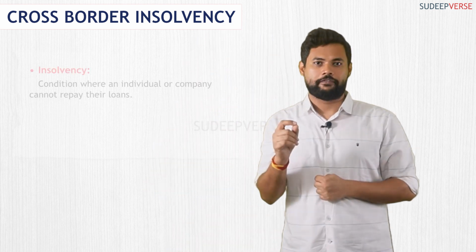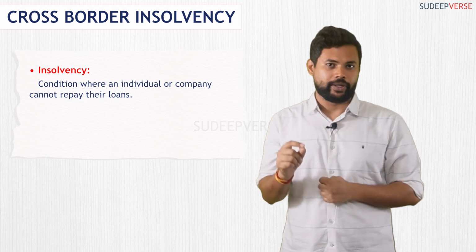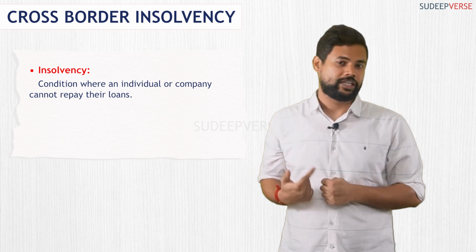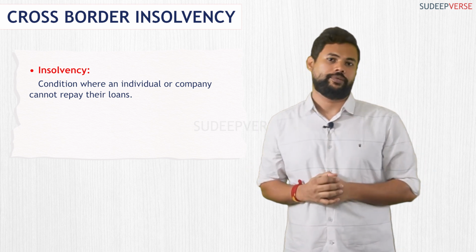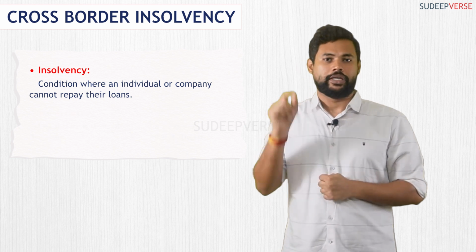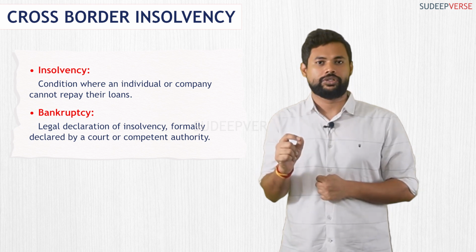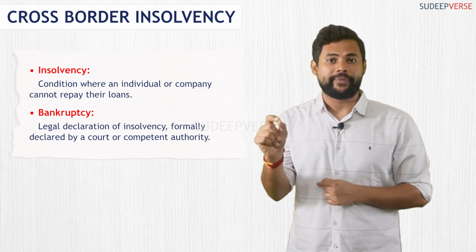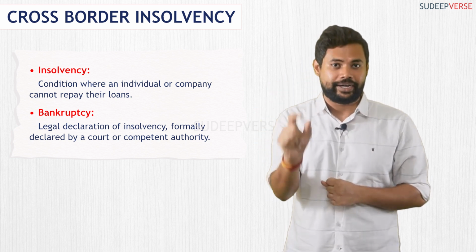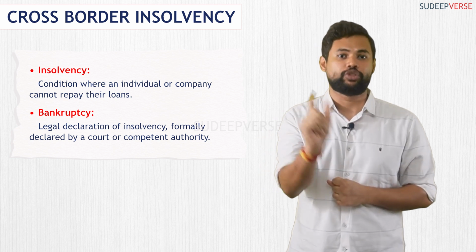Now, before I get into the concept of cross-border insolvency, you should understand what is insolvency, what is bankruptcy, and what is this Insolvency and Bankruptcy Code 2016. First of all, what is insolvency? If any individual or any company cannot pay back the loan that it has taken, then it is known as insolvency. And what is bankruptcy? It is the legal declaration of insolvency. That is when a court or a competent jurisdiction declares an entity bankrupt because they are insolvent.